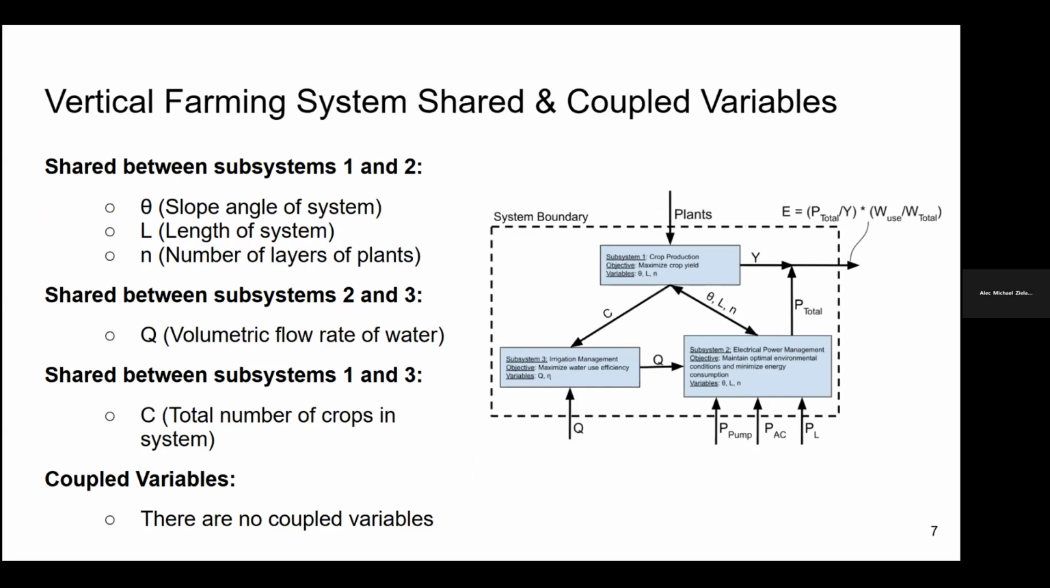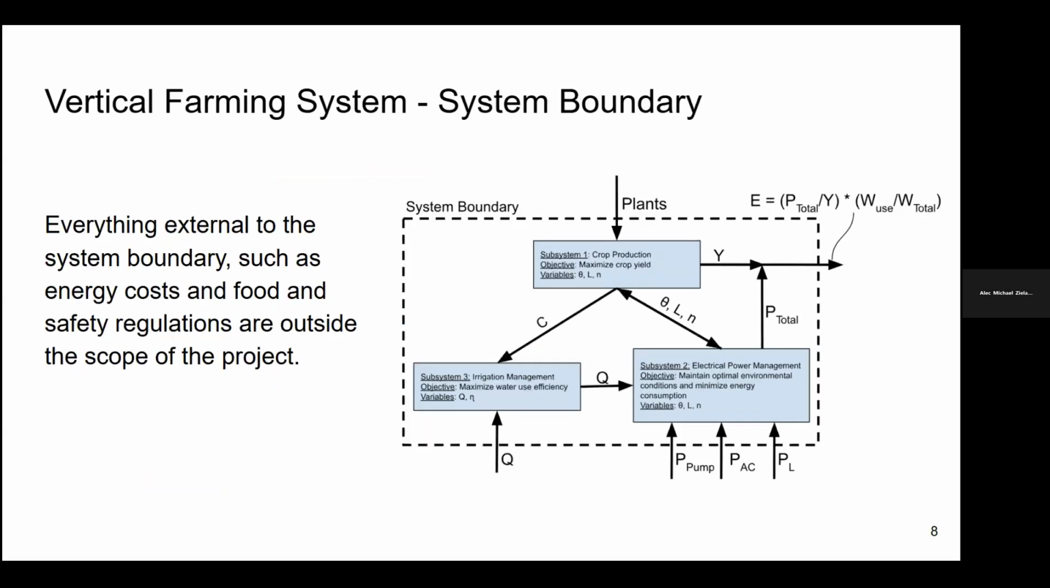The variables shared between subsystem 1 and 2 are the slope of the system structure, the length of the system, and the number of layers of plants. The variables shared between subsystem 2 and 3 are the volumetric flow rate. The variables shared between subsystem 1 and 3 are the total number of crops in the system. Finally, there are no coupled variables. Everything external to the system boundary, such as energy costs and food and safety regulations, are outside the scope of this project.